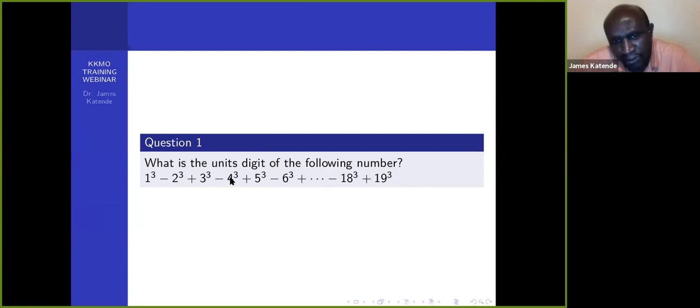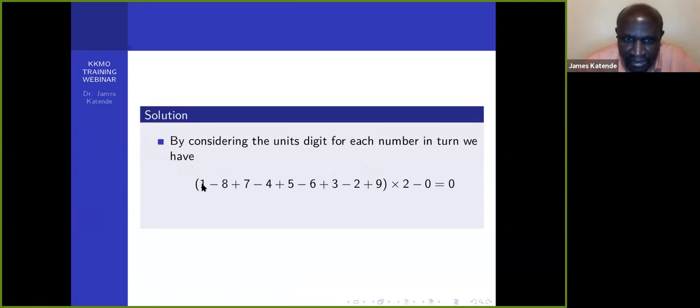The unit digit of 4 cubed is what? Is it 4? For 5 cubed, it's 5, and so on. So you keep doing this, and you'll find that the unit digits will repeat after some time. You will go all the way to 9, and then these same unit digits will repeat. And you obtain the unit digit of that complete expression by applying the same signs to each of the unit digits that you obtain. So 1 minus 8 plus 7 minus 4, and so on, out to plus 9. And then you multiply by 2.